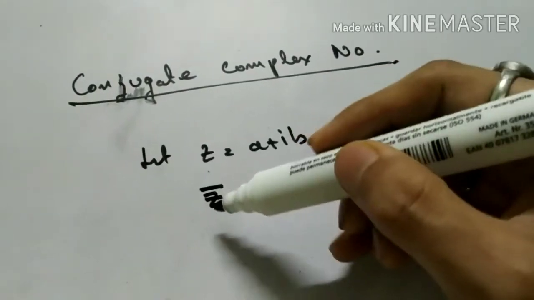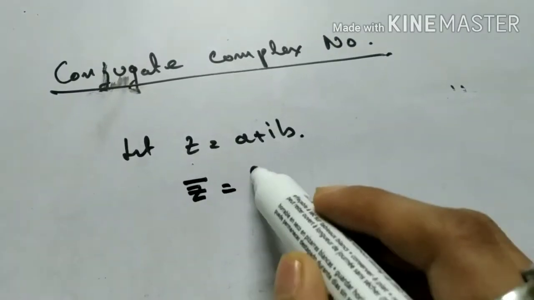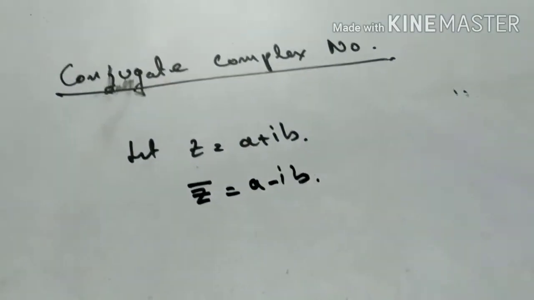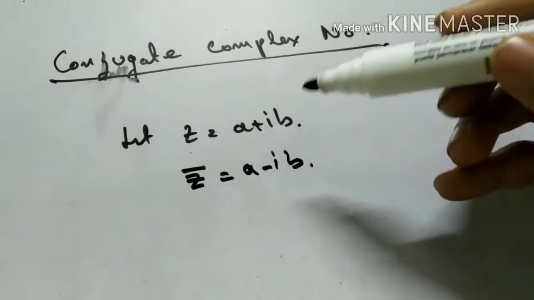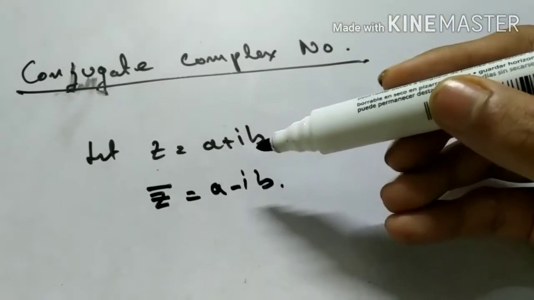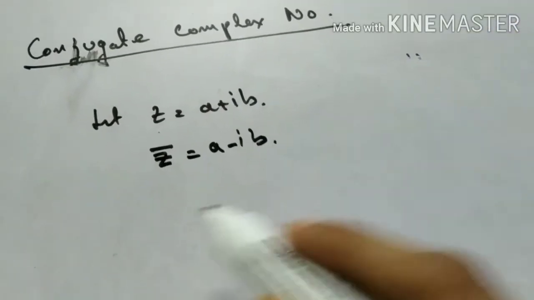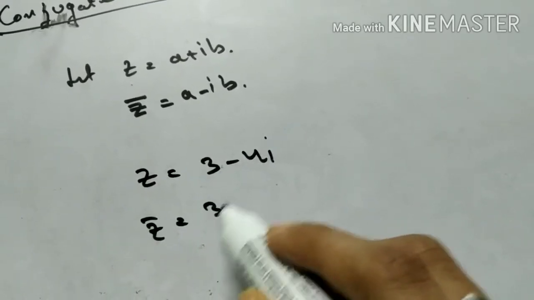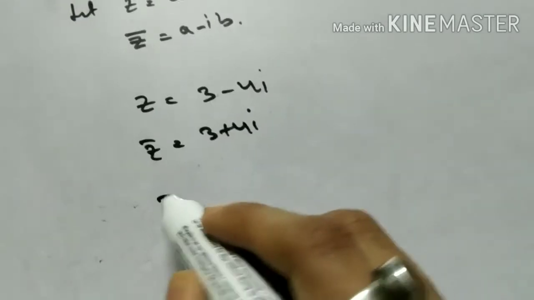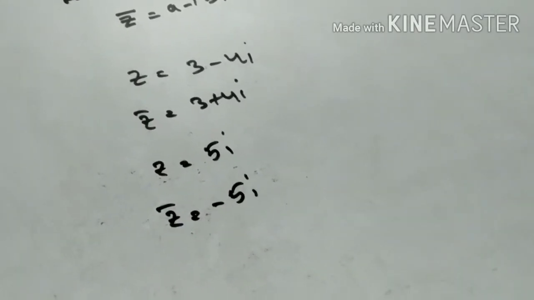The conjugate of Z is Z bar. It becomes Z bar is equals to A minus IB, or you can say the conjugate of the complex number A plus IB is A minus IB. Understand? For example, if Z is equals to 3 minus 4i there, its Z bar will be 3 plus 4i. If Z is equals to 5i there, its conjugate will be minus 5i.